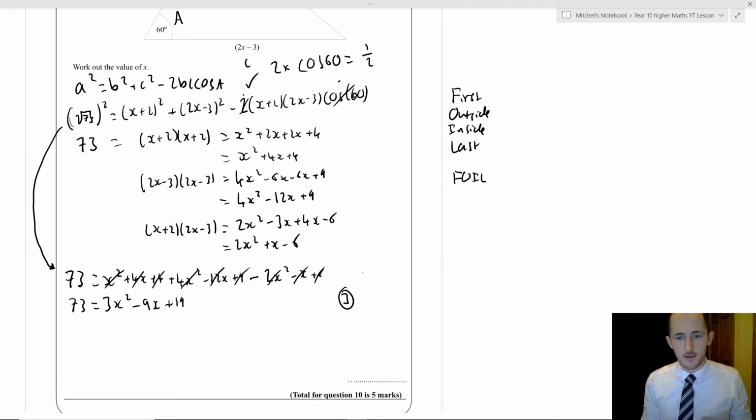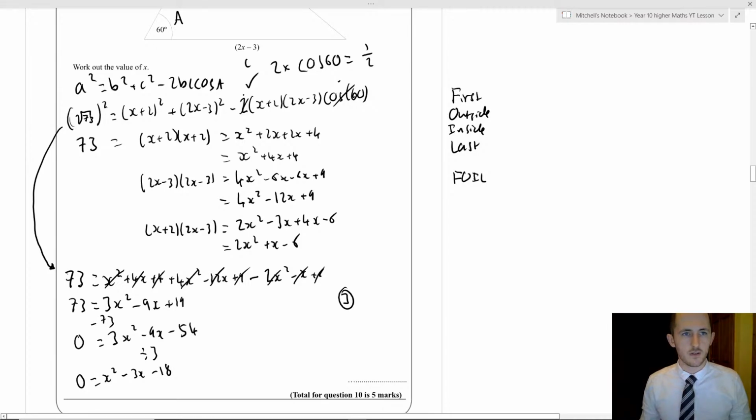Okay? But to solve this, we need to make the equation equal 0, right, on one side. So 0 equals 3x squared minus 9x. And then 19 minus 73 is 54. Minus 54, that is. So to make this a bit easier to solve, I'm going to divide the whole thing by 3 because there's 0 on the other side. So we have 0 equals x squared minus 3x. And I know that we can divide that by 3. It gives us 18.